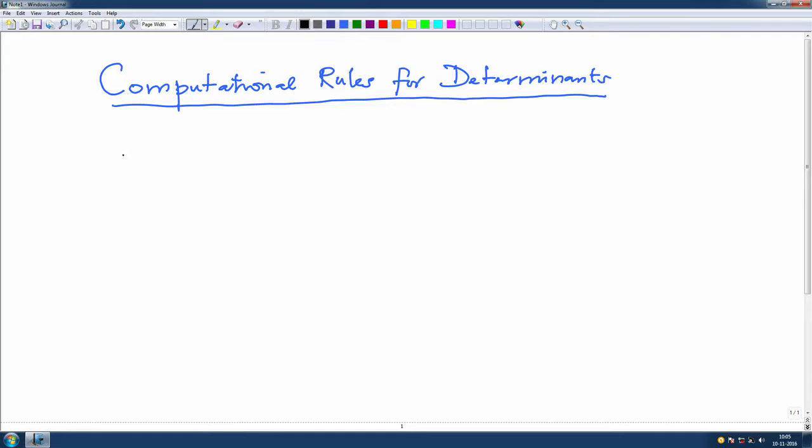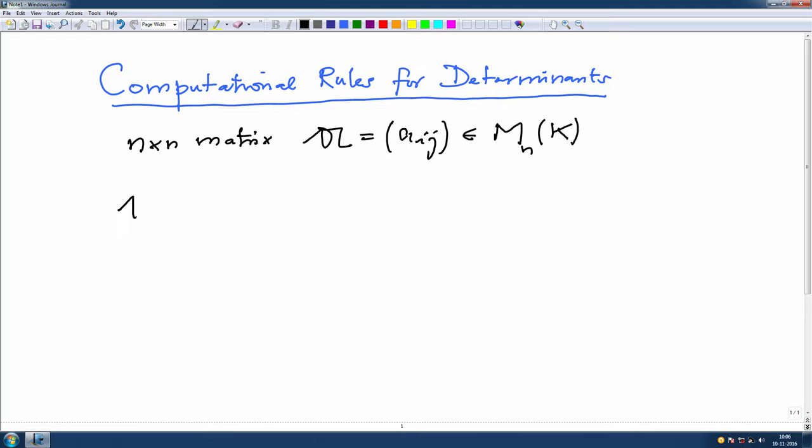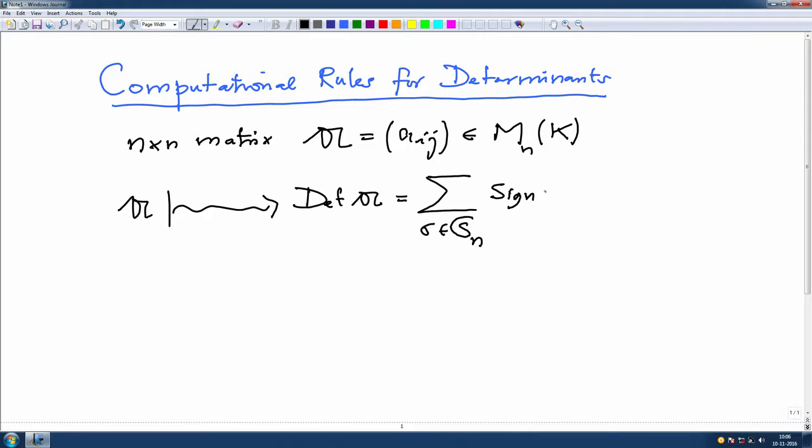For a determinant of a matrix, we need a square matrix, n cross n matrix, which is A, entries are Aij, and entries are in some field k. So this is an element of MnK, and to this A we have associated a scalar which we have called a determinant, and by definition it is the summation over sigma in Sn, permutations, sign of sigma, product i from 1 to n, A i sigma i.